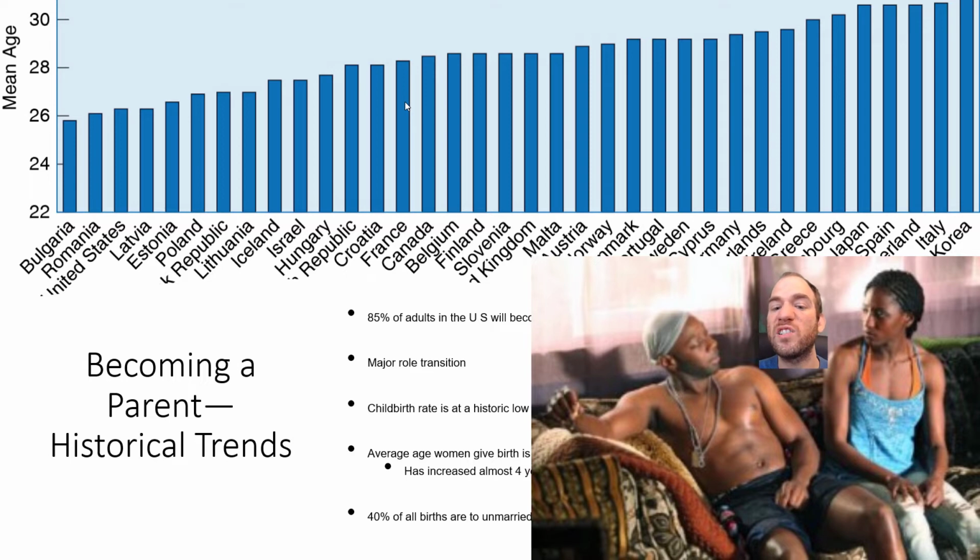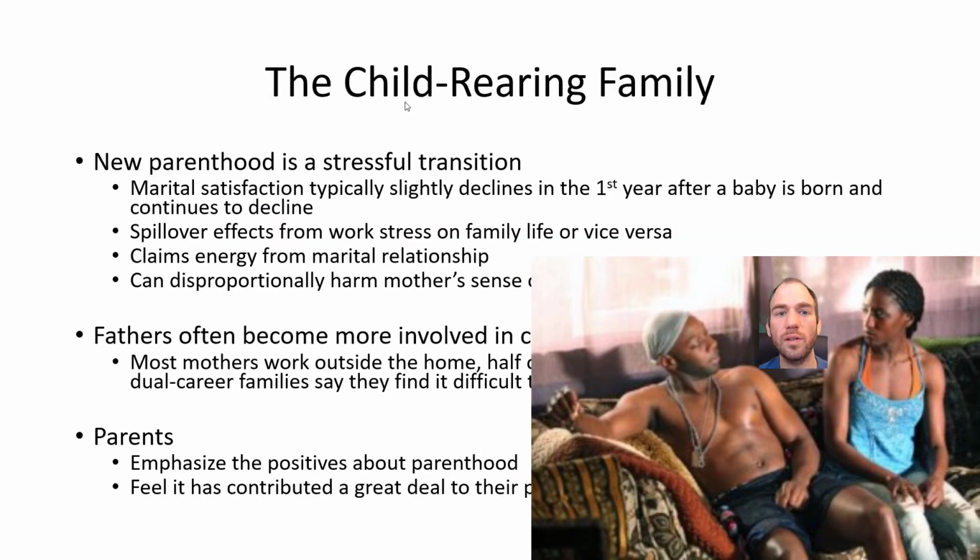The childbirth rate is at a historical low. The average age women give birth is 26, which has increased almost 4 years over the last 3 decades. And 40% of all births are to unmarried parents. At the top, you can see the average age of parenthood across various cultures. Now let's get into specifics about the child-rearing family.